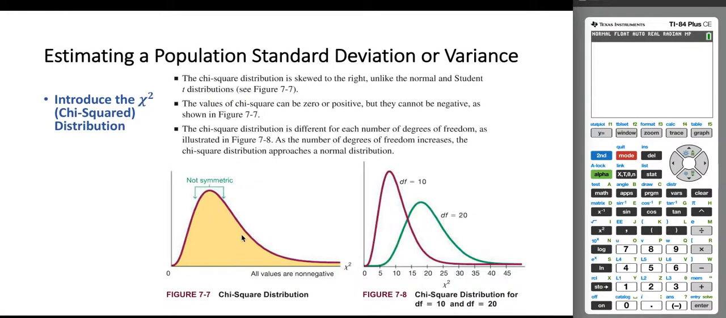And you can see that in this graphic, in this illustration. So in this figure, you'll see also that the chi-squared distribution is not symmetric. It starts at 0. That's different than the normal distribution and different from the student T. What also is different is that it's not symmetric. And if you'll remember, the shape is dependent on the degrees of freedom.